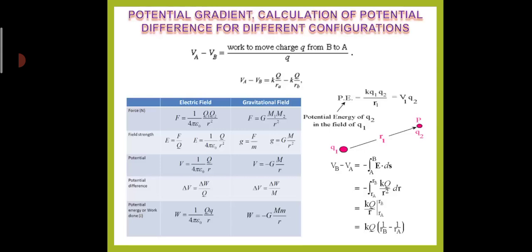Now what is the importance of electrical potential? It is just a scalar sum function. Electrical potential is related to the work done by an external force when it transports a charge slowly from one position to another in an environment containing another charge at rest. The difference between the potential at point A and the potential at point B is given by the equation VA minus VB.